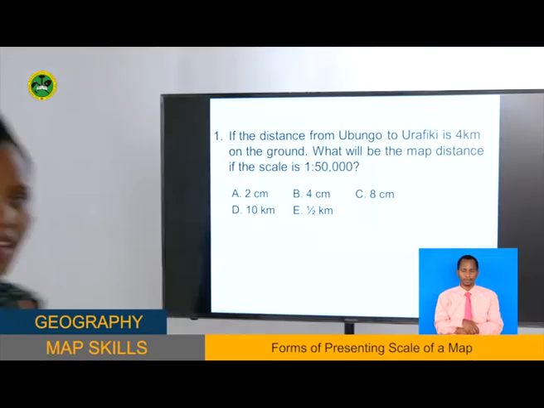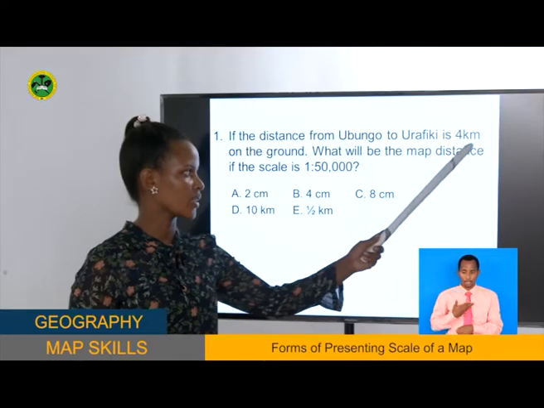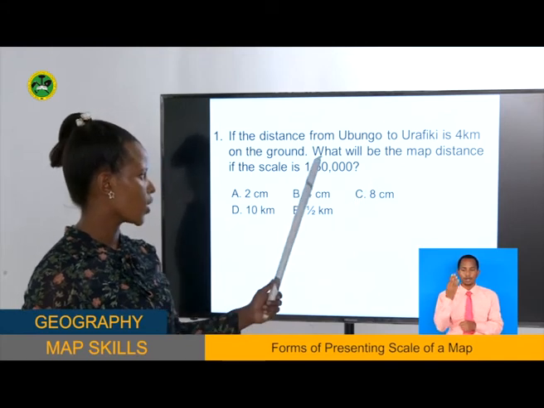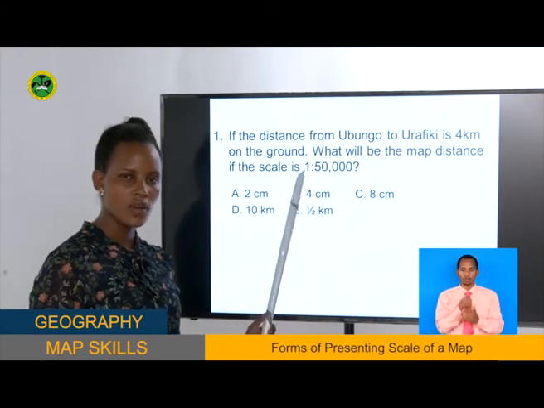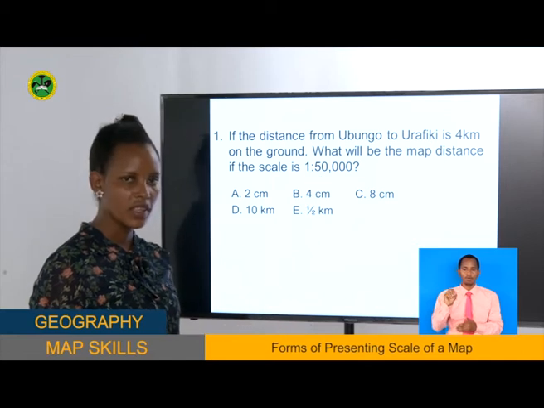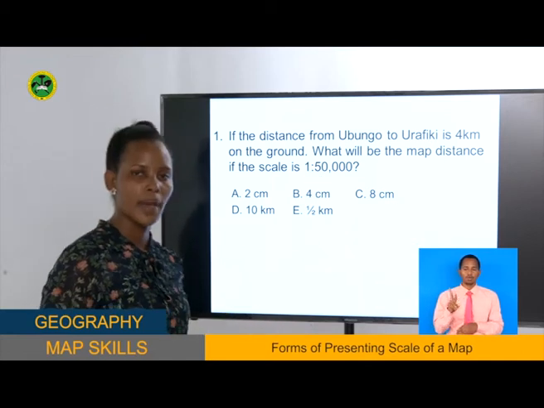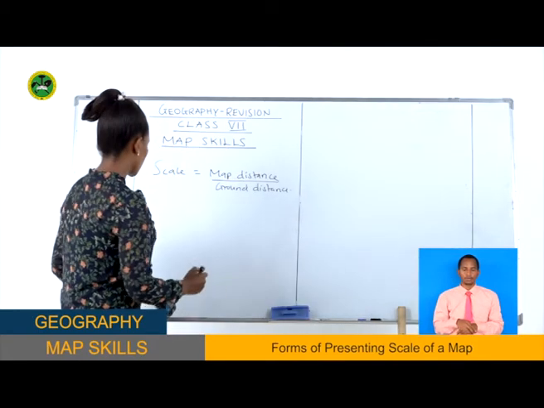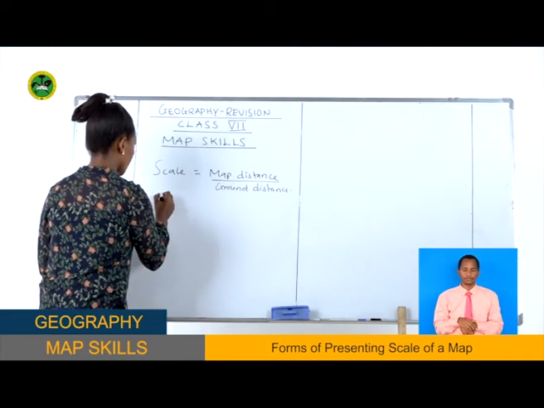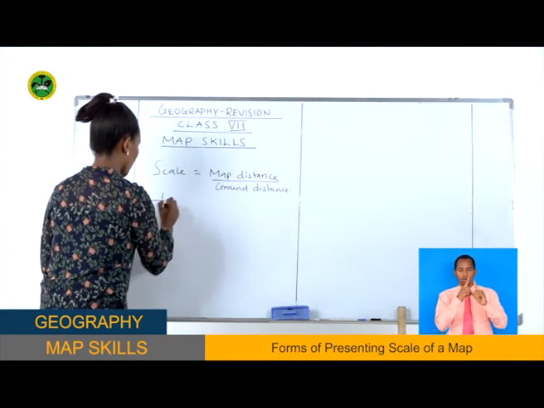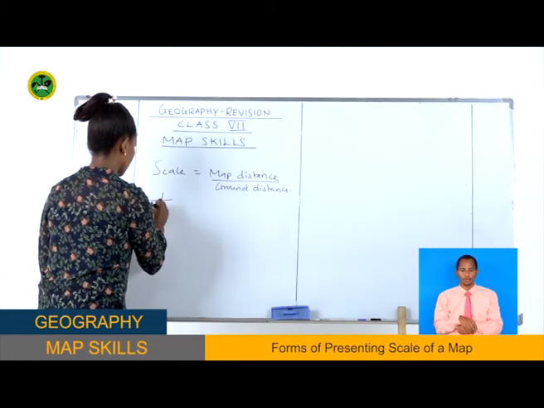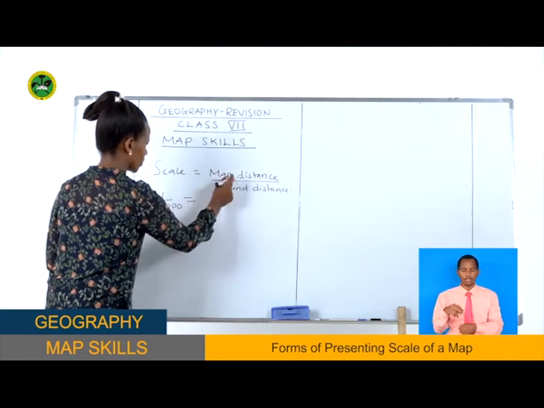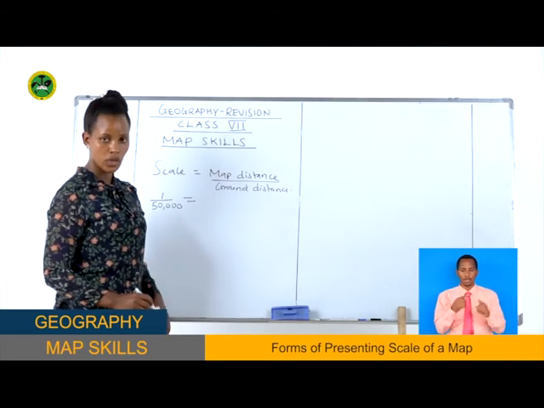In our question here, we are given 4 kilometers as ground distance from Ubungo to Urafiki. Then we are given also the scale, 1:50,000, but we are looking for map distance. So here you have to take the scale given, which is 1 over 50,000 as a fraction, is equal to map distance, which is the one we are looking for.